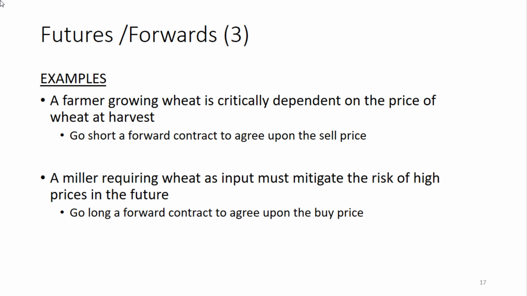Suppose that the farmer decides that it doesn't want to have this uncertainty about what the price will be in September. Then what it could do is go short a forward contract to agree upon the sell price. So it says, I want to enter into a contract today where I agree with another party at what price I can sell the wheat in September to this other party. So you go short a forward contract. You agree today upon the price at which you will sell at a later moment in time.